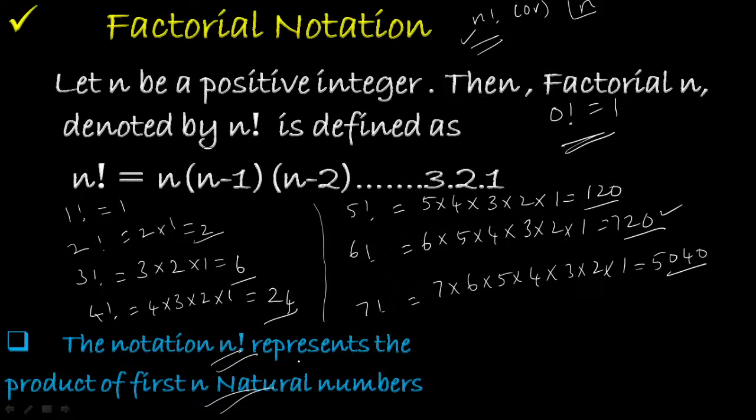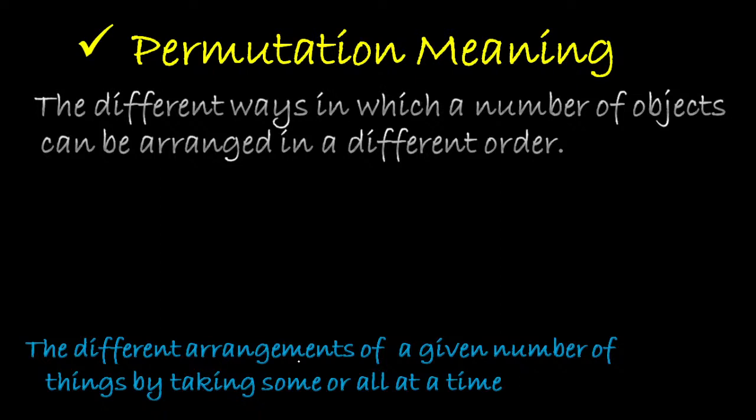So, with this short introduction about factorial, let me now move on to the meaning of permutation. First, you should know what permutation is. Permutation is all about arrangements. Arrangements in the sense that it tells about order. So order is very important, whenever we speak about permutation.